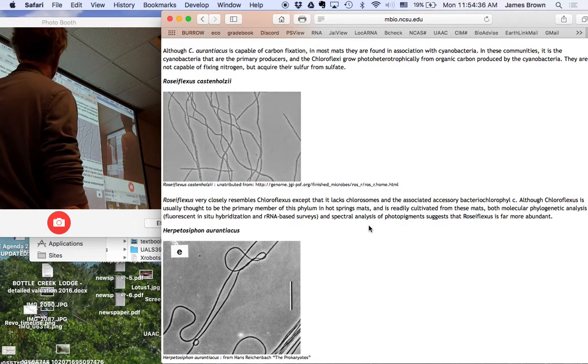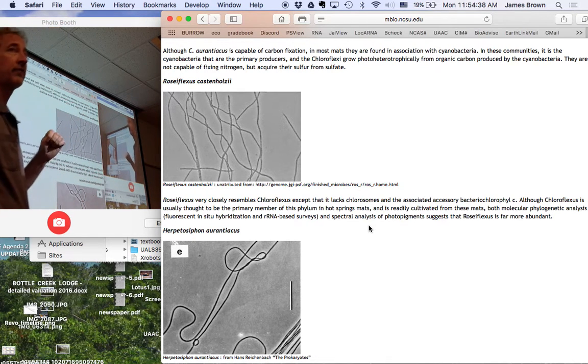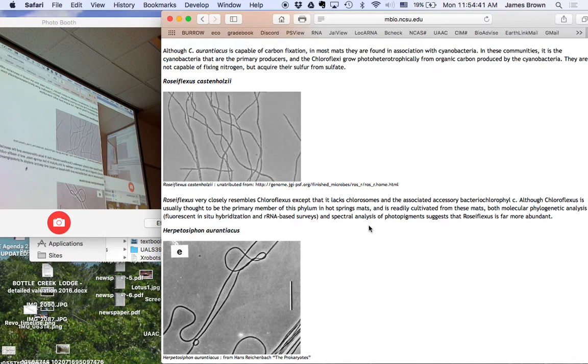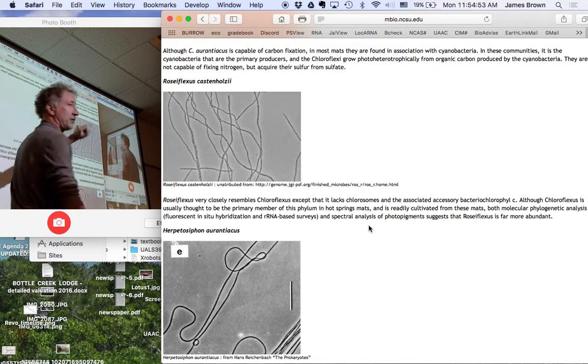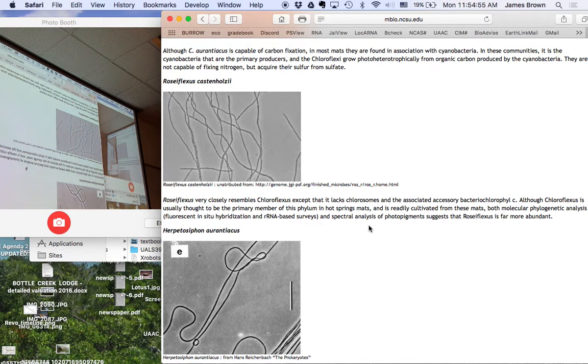In mats, these things are associated with cyanobacteria, and it's the cyanobacteria that are fixing the carbon. Chloroflexus is not capable of fixing nitrogen, and so they get their nitrogen also from the cyanobacteria. They are, however, capable of acquiring sulfur from sulfate. And so you need sulfur in the cell, right, for a variety of purposes. And these organisms can fix that sulfur from sulfate.